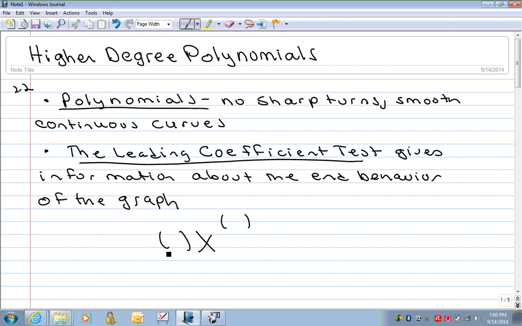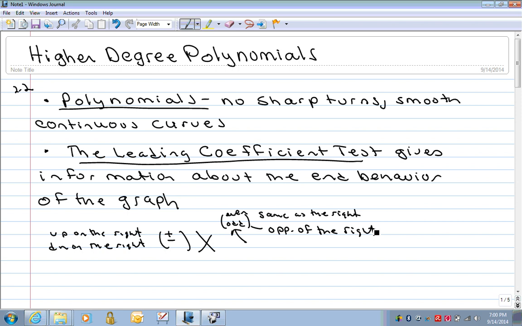So the coefficient in front of the lead term, if it is positive, then the graph will go up on the right. If it is negative, the graph will go down on the right. So that gives you information about the right side of the graph. If the exponent or the power is even, then the left will be the same as the right. If it is odd, it will be the opposite of the right.